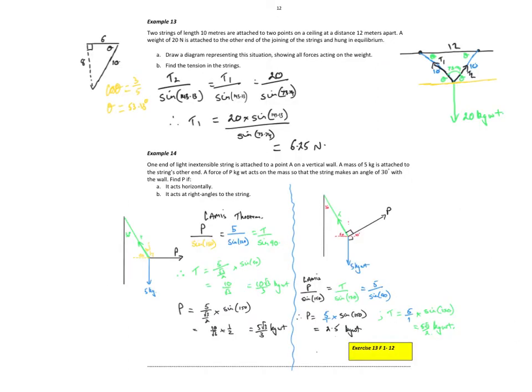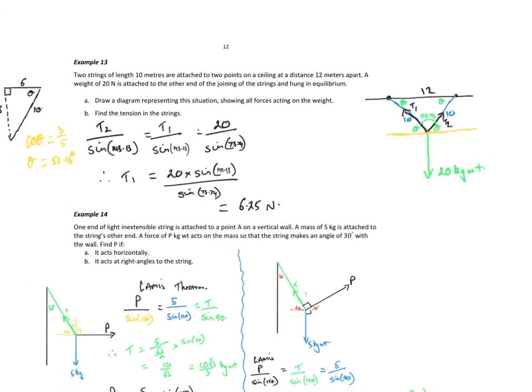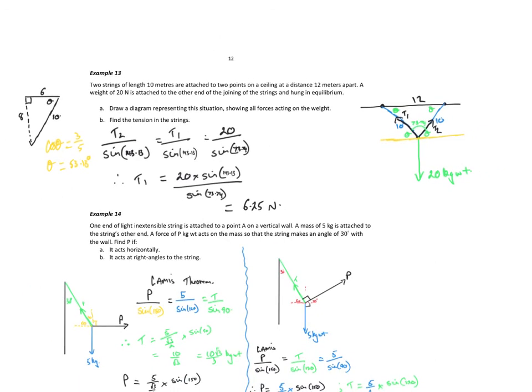So if we have a look at a couple of familiar scenarios here and solve them using Lami's theorem. So here's our string again. It's been fixed. Two strings of length 10 meters are attached to 2 points, 12 meters apart. So there's my sort of 12, 10, 10. So halfway is 6. So it's a 6, 10 from Pythagoras' theorem, that makes that 8. So we happen to get a nice right angle triangle.